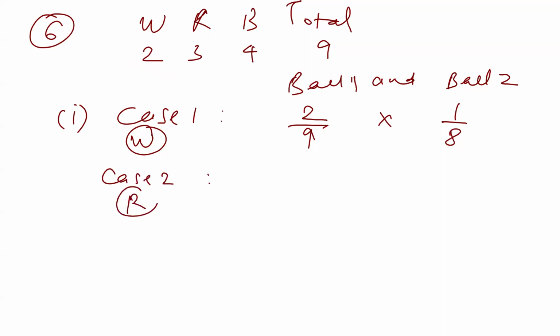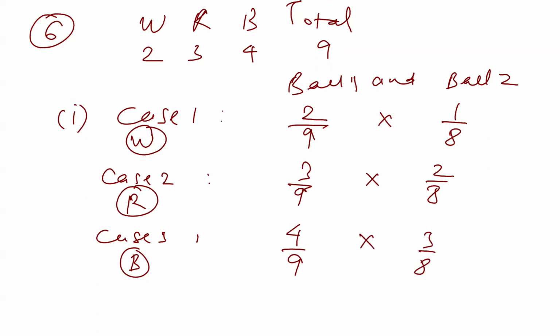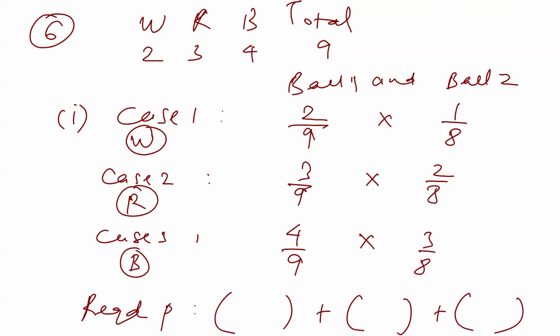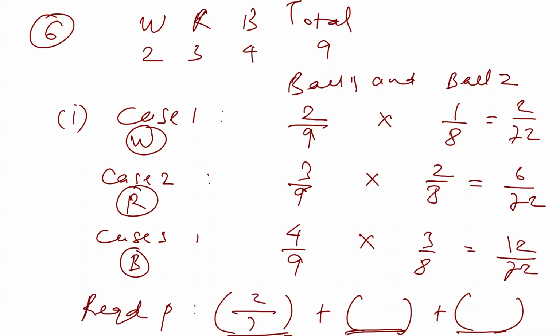Case 2. Both the balls will be red. So 3 by 9, and the second ball will be 2 by 8 because one red ball is removed from the bag. Case 3 is for black balls. 4 by 9 into 3 by 8. So the required probability will be case 1 or case 2 or case 3, and 'or' indicates plus. So you can add all this. Whatever you calculate over here, you can add all this. So this will be 2 by 72, 6 by 72, and 12 by 72. So 2 by 72 plus 6 by 72 plus 12 by 72. This you can calculate very easily on your own.